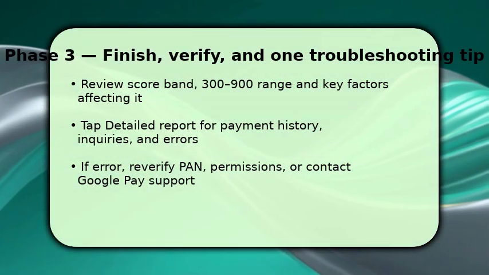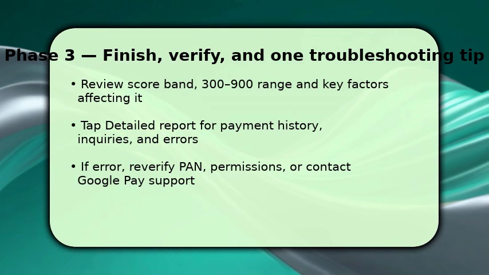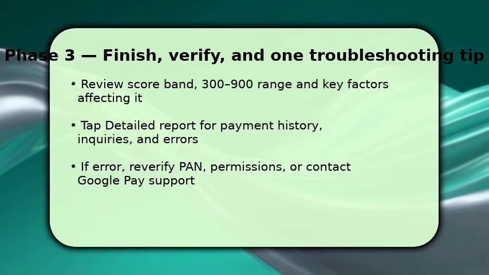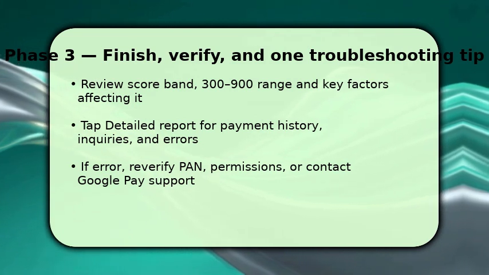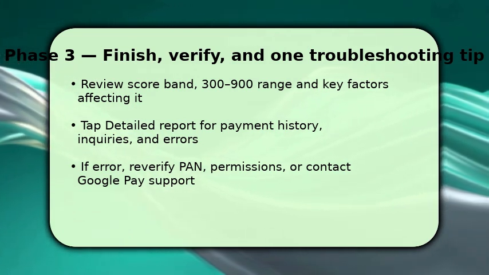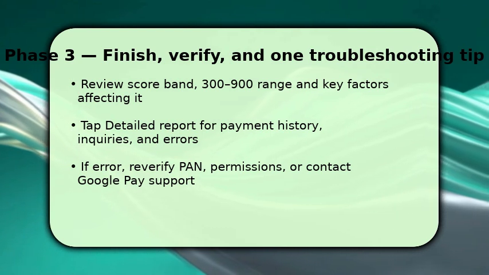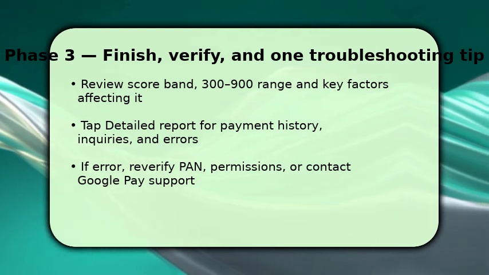You now receive your Cibil score, typically shown on a 300 to 900 scale. Take a moment to read the summary that explains high or low factors. Once done, tap Detailed Report to see payment history, account types, and recent inquiries which explain score movement.